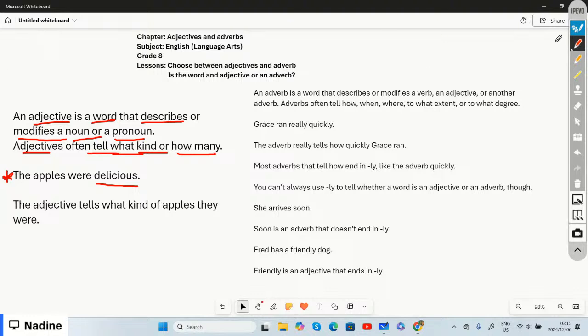And then we have an adverb. An adverb, once again, is a word that describes or modifies a verb, an adjective, or another adverb. So keeping in mind that an adjective describes a noun, whereas an adverb describes the verb or an adjective or another adverb. And adverbs often tell us how, or when, or where, to what extent, or even to what degree. That's an adverb.